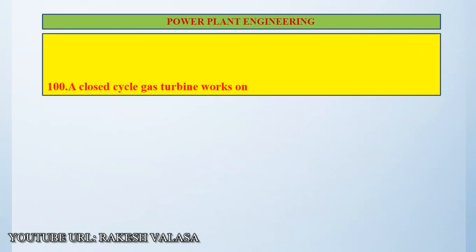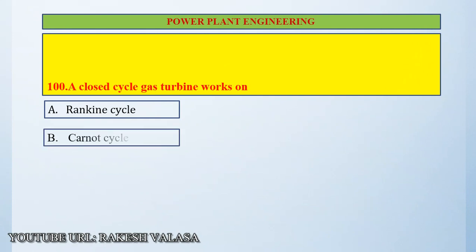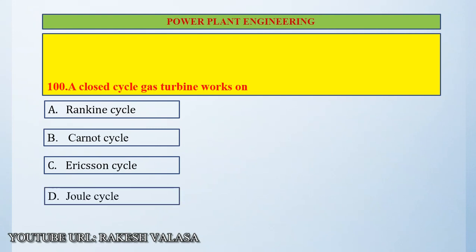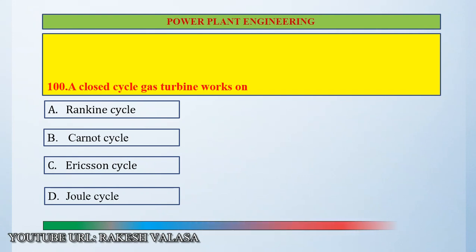Question number 100. A closed cycle gas turbine works on option A, Rankine cycle, option B, Carnot cycle, option C, Ericsson cycle, option D, Joule cycle. The correct answer is Joule cycle. A closed cycle gas turbine works on Joule cycle.